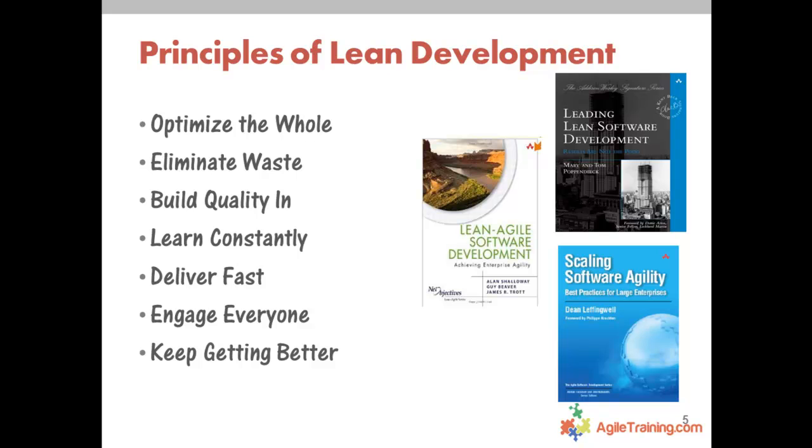Just wanted to show you a few books that I like. Alan Shalloway's, from Net Objectives, Lean-Agile Software Development. Mary and Tom Poppendieck are the ones that really started the Lean software development movement. And Dean Leffingwell is pretty famous for his best practices for large enterprises. So some resources there for you.